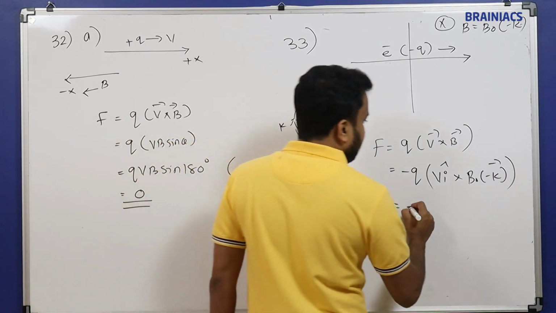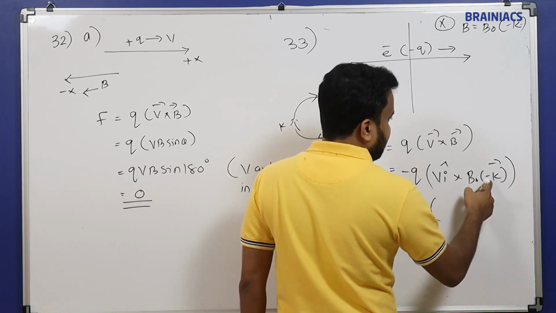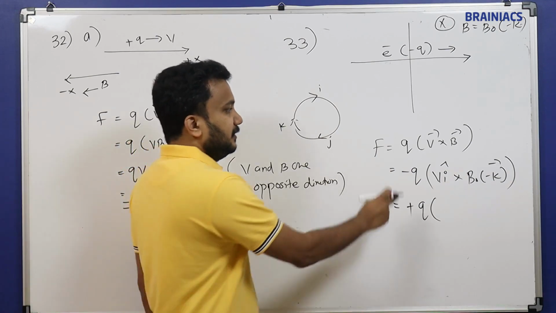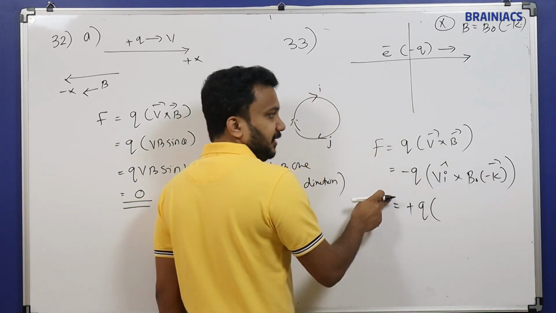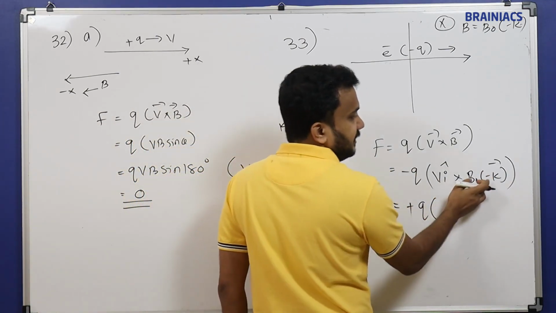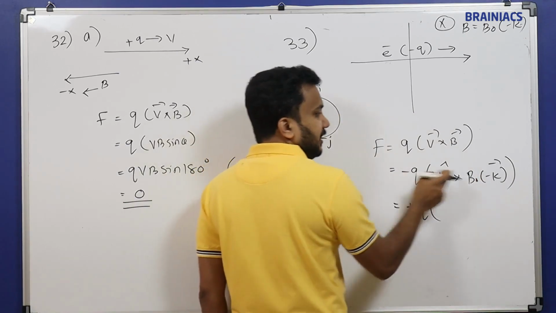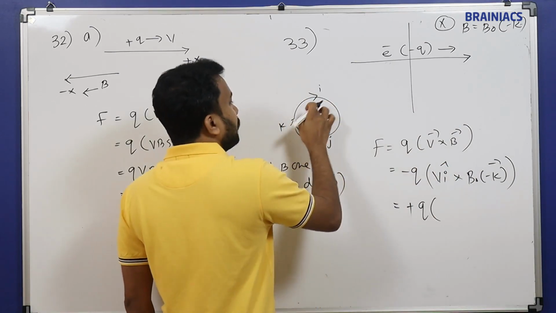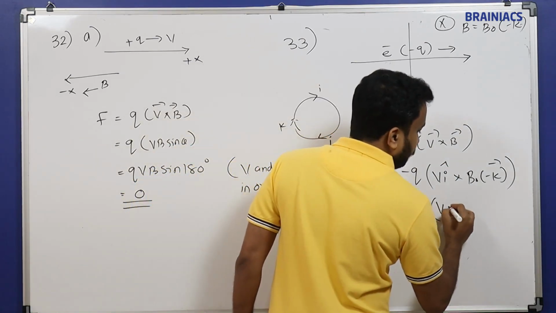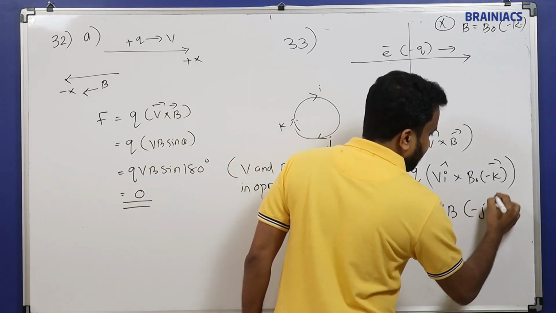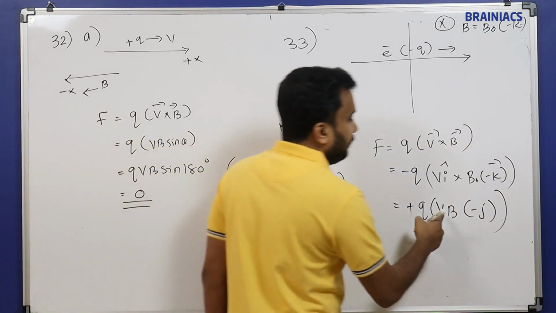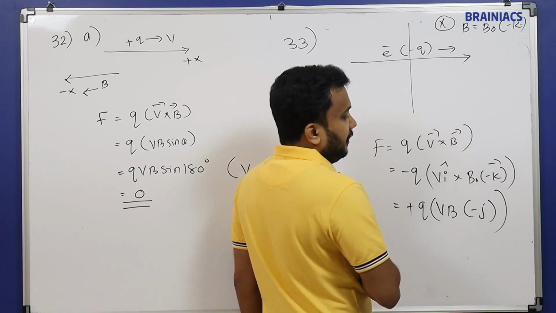This minus and this minus become plus. The minus of the charge and the minus of k become plus. What is balance is i cross k, and i cross k means vb of minus j will come. So i cross k is vb of minus j.